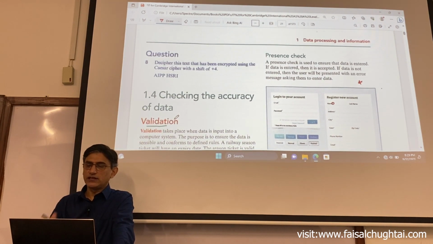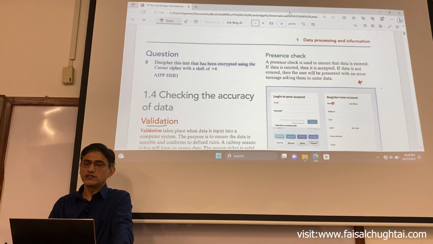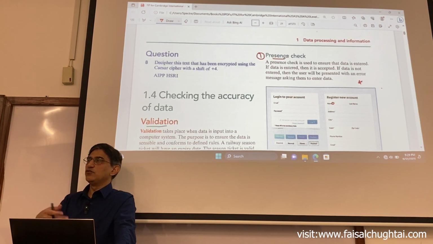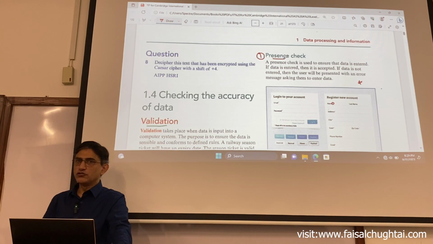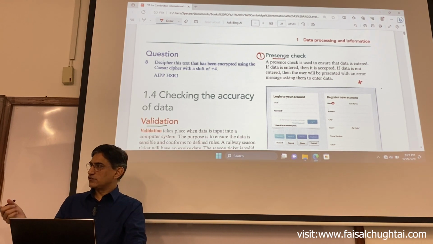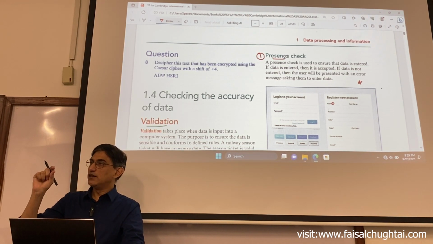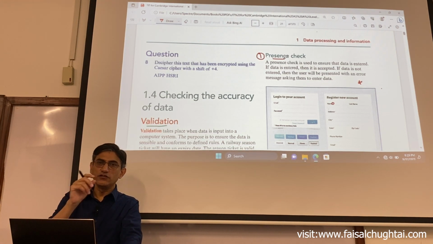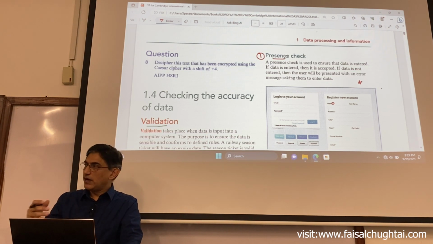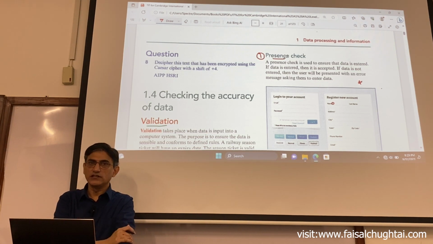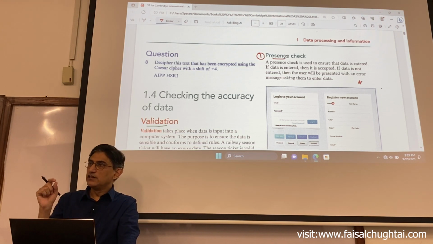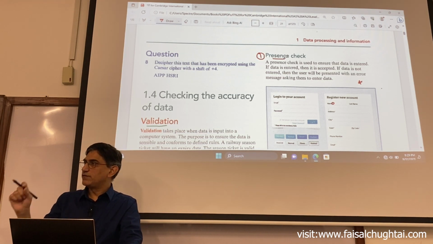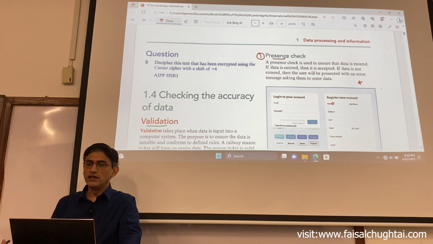Now, the first check in this discussion that we can talk about is the presence check. And it is the presence check that I just gave you an example of. The example that I just gave you, of not leaving a field blank that must contain data, which is mandatory to be filled in. So behind the scenes, there's a presence check at work that ensures that any field that must be filled in is not left blank. All right, let's have a look at the description.